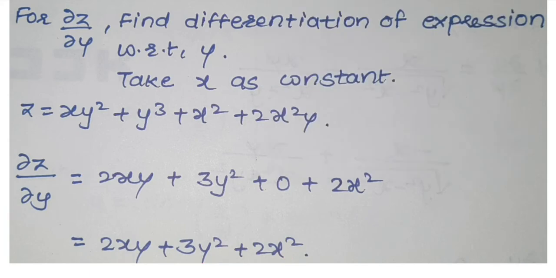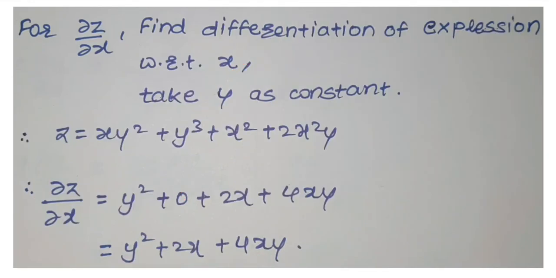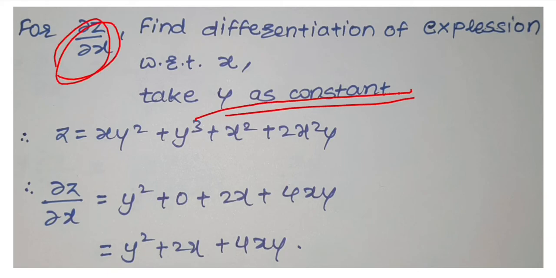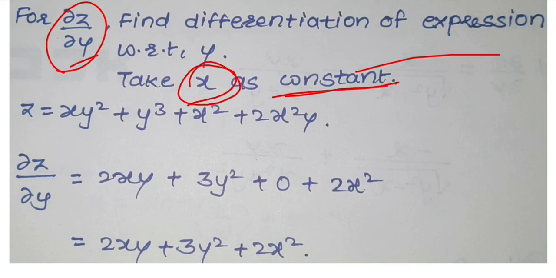So remember, what do we remember? For finding the partial differentiation with respect to x, we will take all other variables as constant. As the other variable here was y, we will take y constant. And for partial differentiating with respect to y, we will take all other variables as constant. Here the only variable other than y was x, so we took x as a constant.